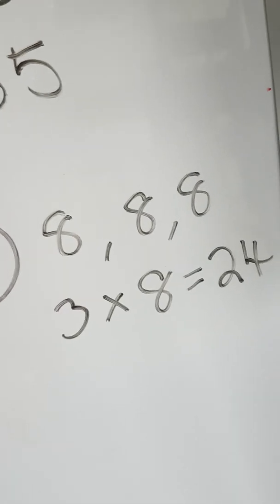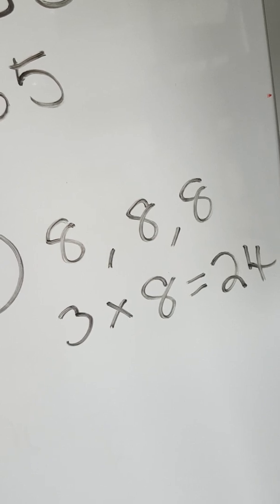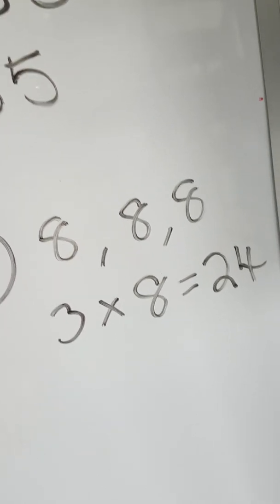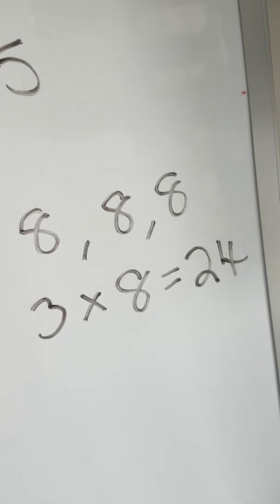So question 6. How many edges has an octagonal prism? So an octagonal prism would have 8 edges around the side and 8 up the top and then another 8 down the bottom. So 3 eighths would be 24 altogether.